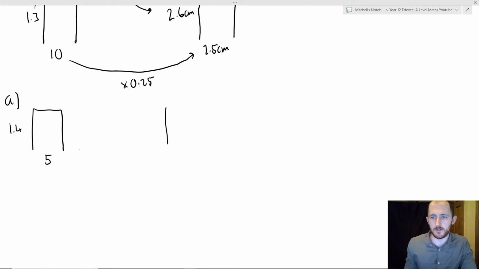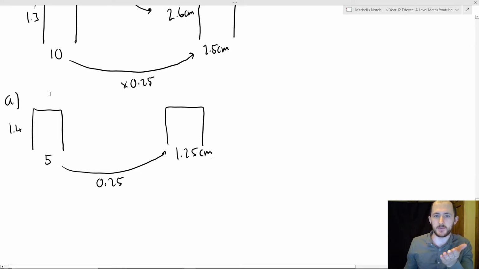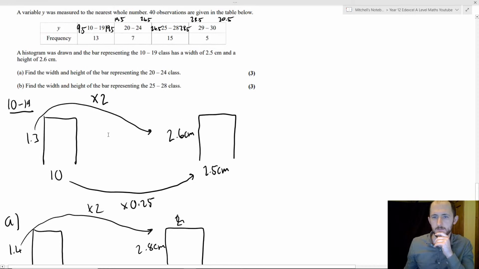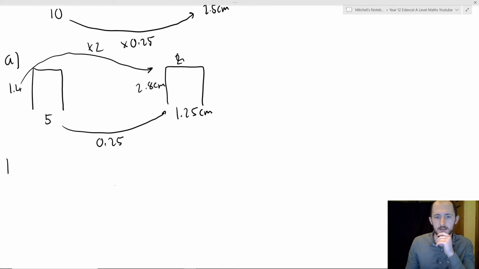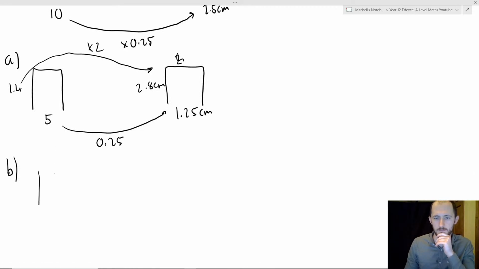And then again, the real width and height. So that would be 5 over 4, which is 1.25 centimeters. Which again makes sense, by the way, because 10, 5, so it should be half as wide. Probably didn't have to do all that, but that's fair enough. And that should be times by 2 if I remember correctly, which would be 2.8 centimeters. Yeah, times by 2, perfect. And for part B, you're doing exactly the same, but for the 25 to 28 class.